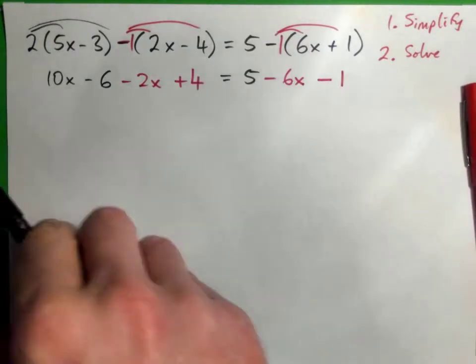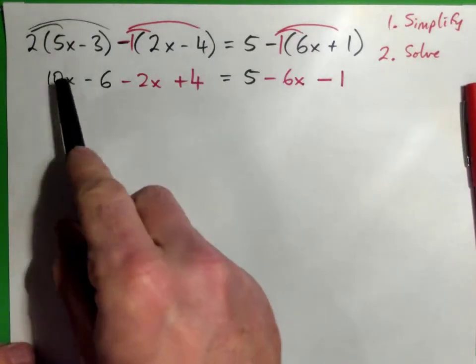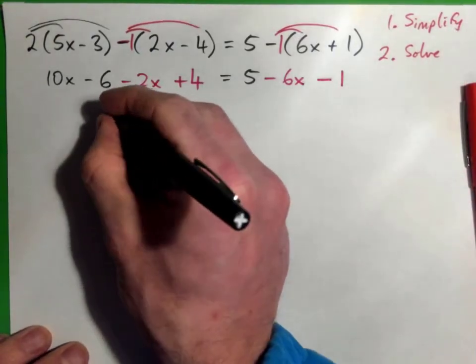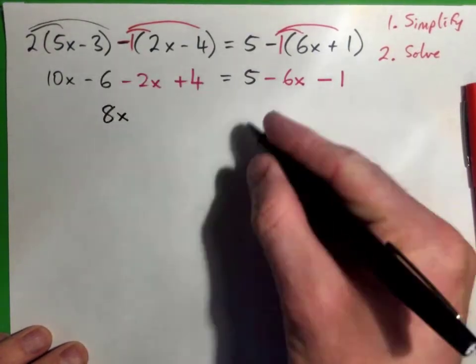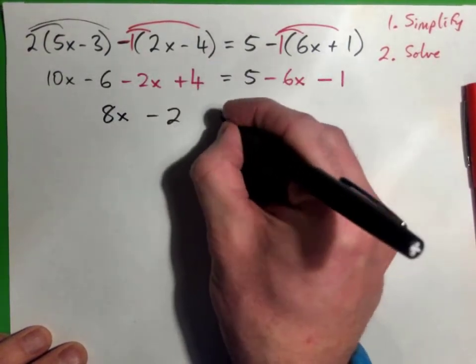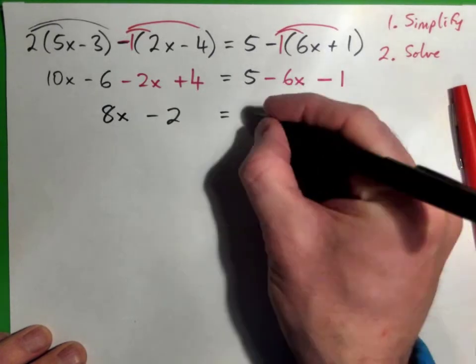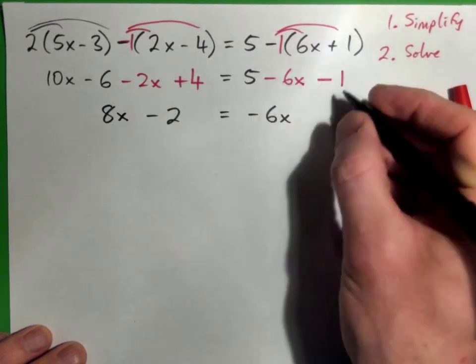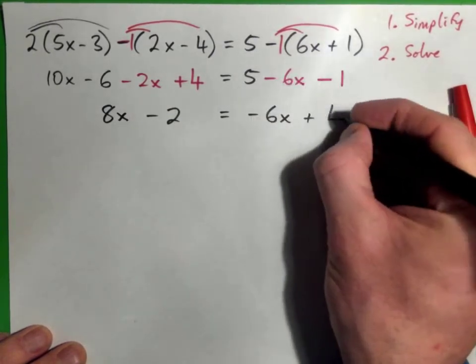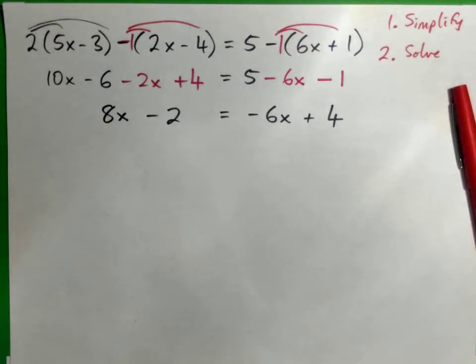Because at this point, we can add like terms. 10x minus 2x, 8x. Negative 6 plus 4, negative 2. Yeah. This is a negative 6x. 5 minus 1, positive 4. Are we okay with the next step?